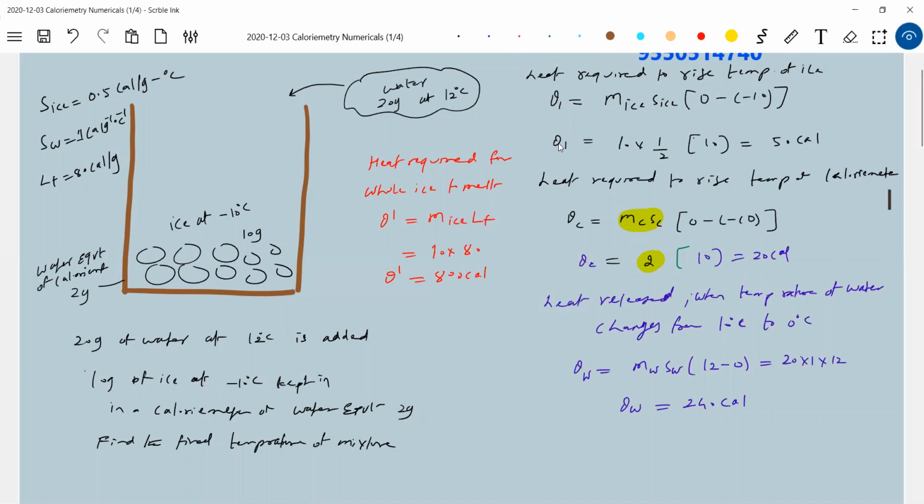But what actually is available? 240. In that 240 calories, 70 calories is used to bring the temperature from minus 10 to 0. So in 240, if you take out 70, how much will be left over?